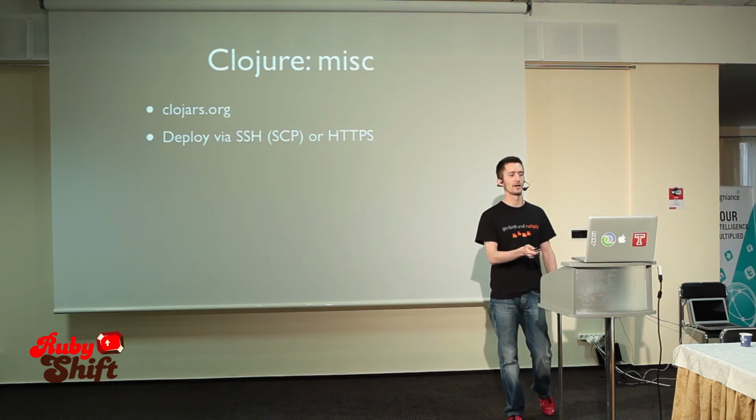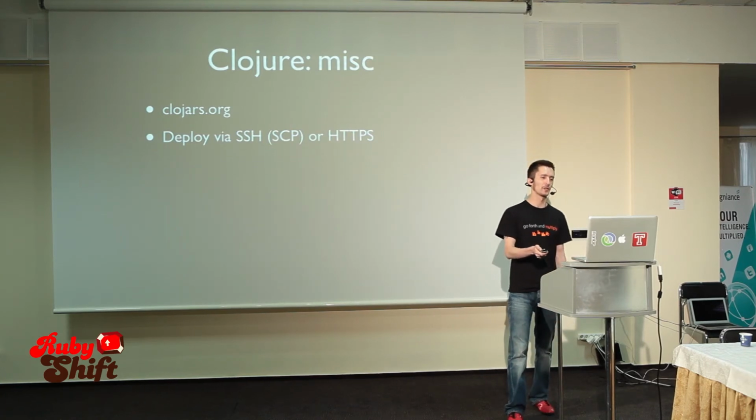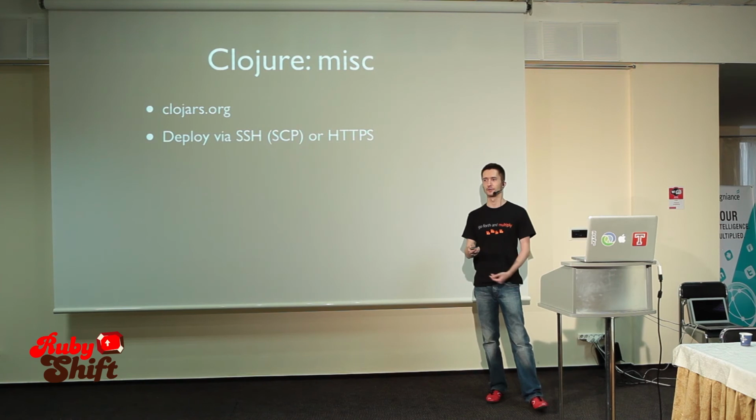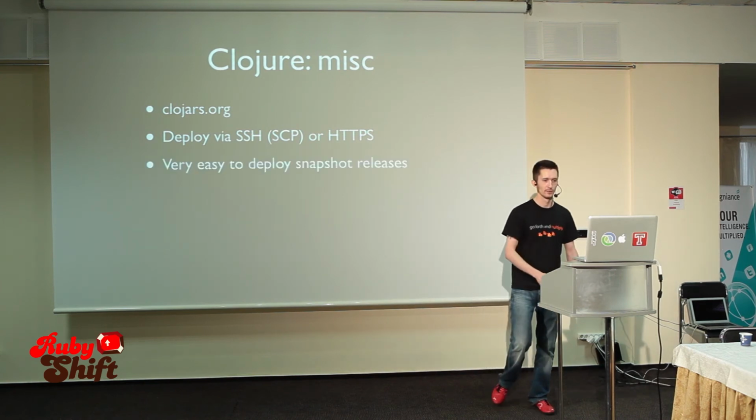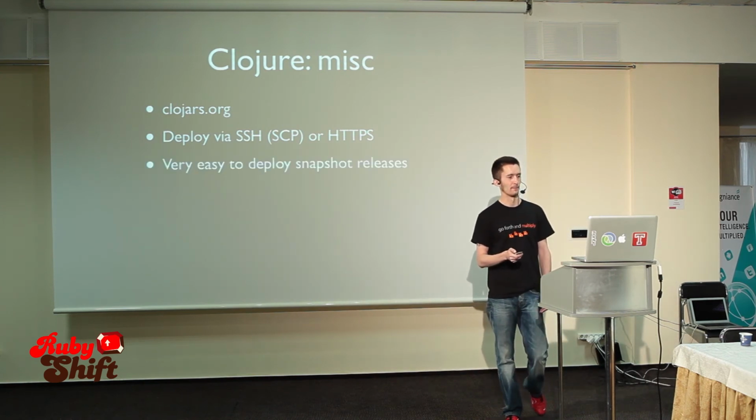There is something called Clojars, which is like rubygems.org basically. You deploy there via SSH or TCP or HTTPS. HTTPS support is not completely finished yet, but yeah, once that is done, to deploy a new release of the library, it's like 2 lines of code in the shell. It's because it's very easy to deploy snapshot releases.